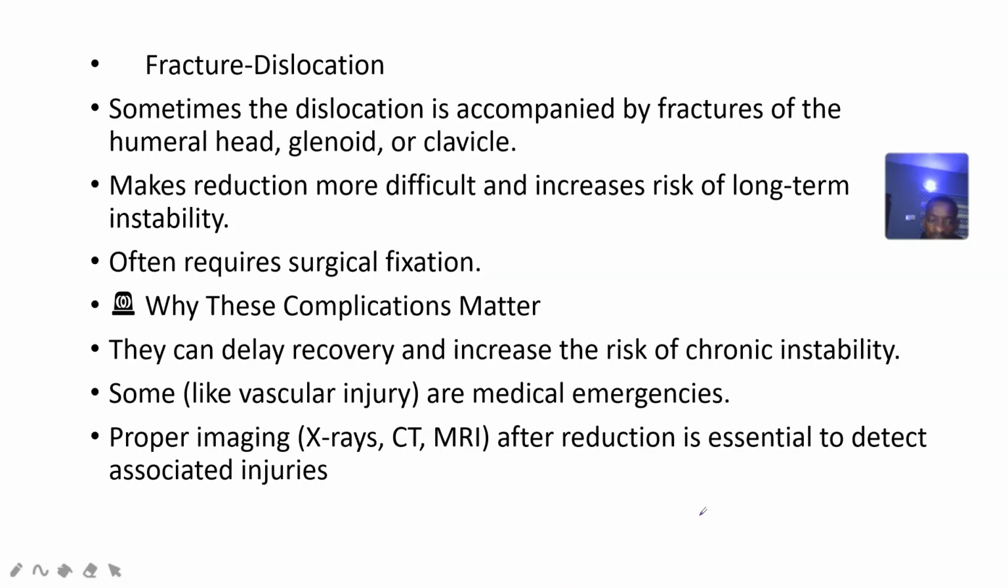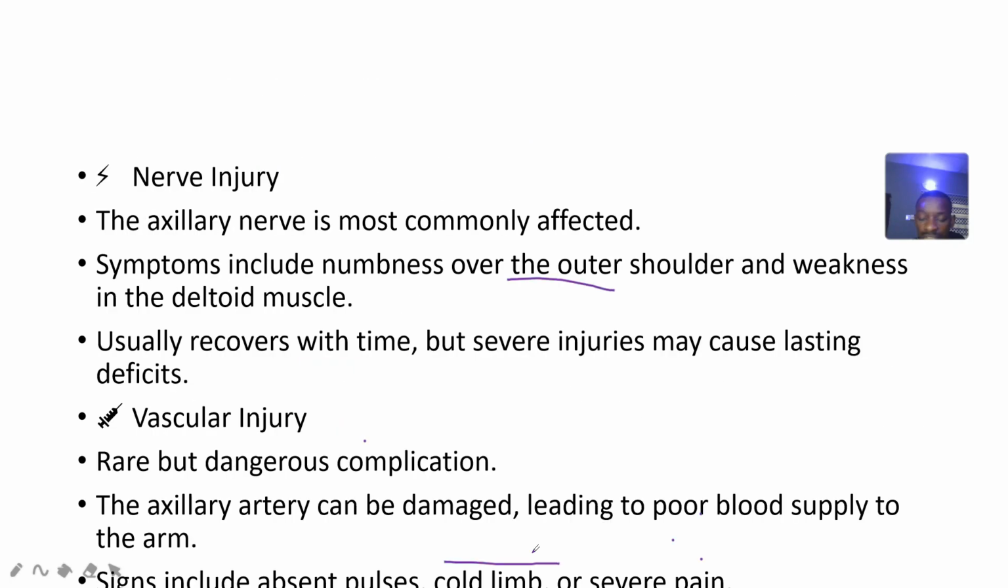Okay. So fracture dislocation. Sometimes dislocation is accompanied by fractures. Yes. So the humeral head can get dislocated, the glenoid bone can get dislocated, the clavicle can get dislocated. So why these complications matter is they can delay recovery and increase the risk of chronic instability. So vascular injuries are actually medical emergencies. Anything that has to do with your blood vessel getting injured is a medical emergency. So proper imaging, that's all those X-rays, CT, and MRI, is very important. It's very essential to treat the conditions.